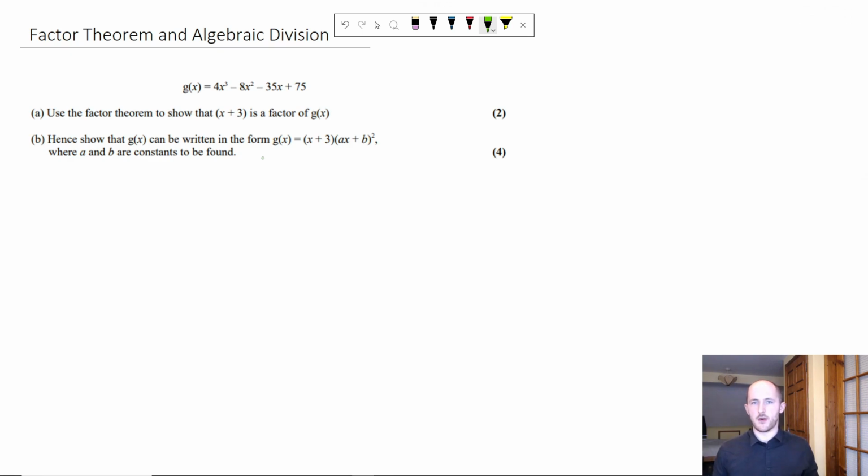So, factor theorem and algebraic division are two really important topics. One, because they're actually worth quite a few marks. As you can see, this is a 6-mark question straight away, which is really useful. But also because we're going to be using algebraic division in multiple topics in the future, in things such as partial fractions, integration, and differentiation. And they'll make your life a hell of a lot easier. So that is, in a nutshell, why this is really useful.